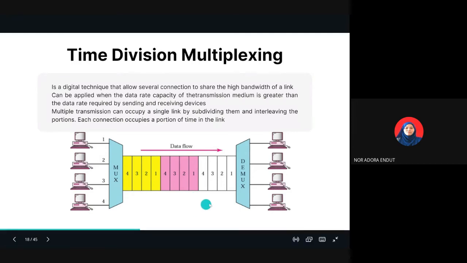Okay, sama juga dekat demultiplexer. So you need to know lah, this is the first time slot. So first time slot adalah dedicated untuk first user dan seterusnya.